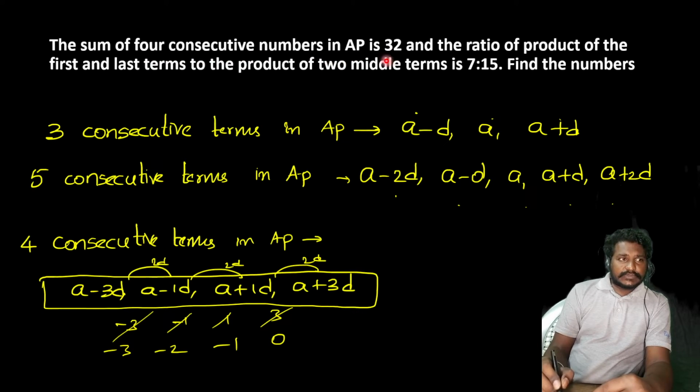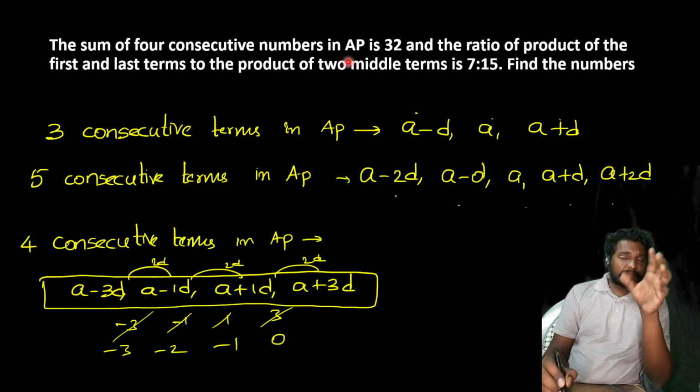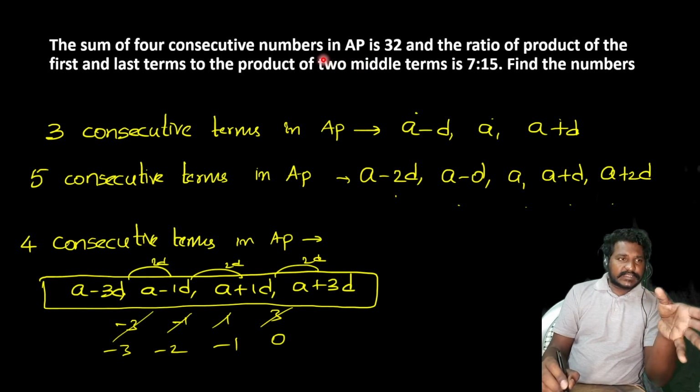Now in this question it was given that the sum of 4 consecutive numbers in AP is 32. That means the sum of 4 consecutive numbers or the sum of 4 consecutive terms in arithmetic progression is 32. The sum of 4 consecutive numbers in arithmetic progression is 32.